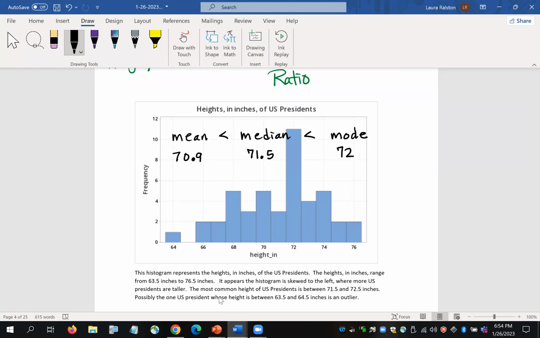Well, look at that. 70.9 is less than 71.5, and 71.5 is less than the mode. I have verified with the numbers that this distribution is skewed left.